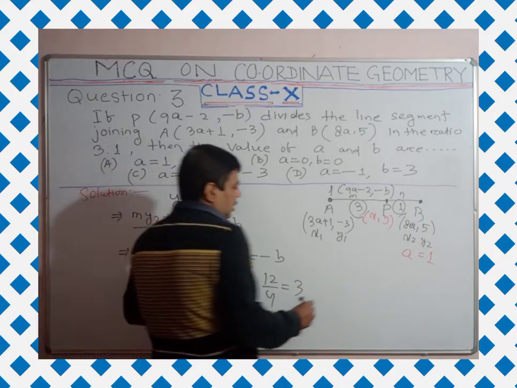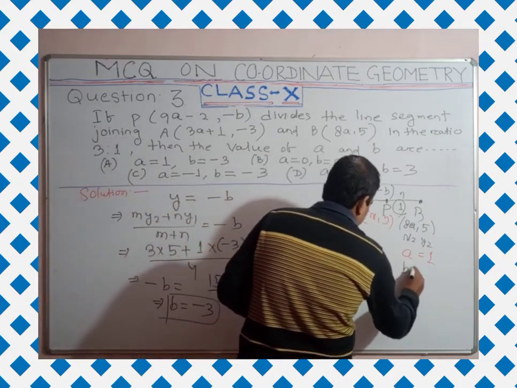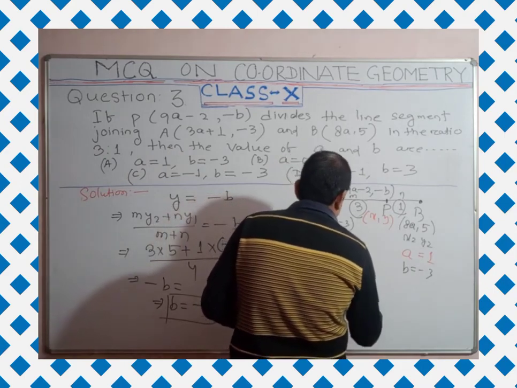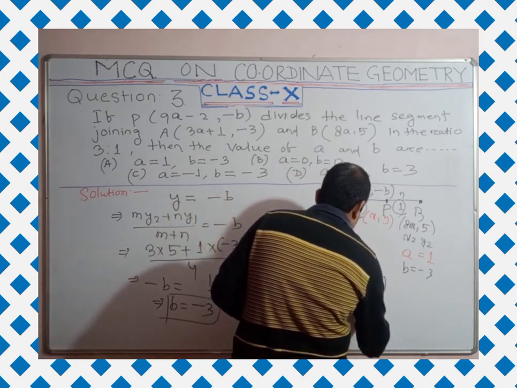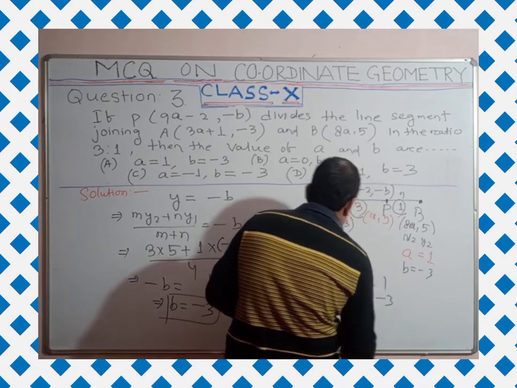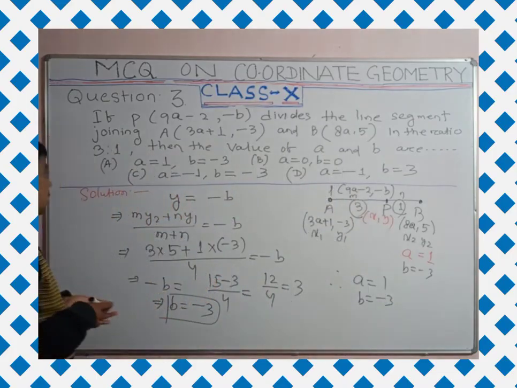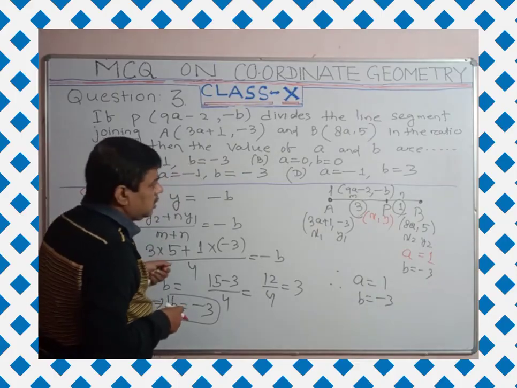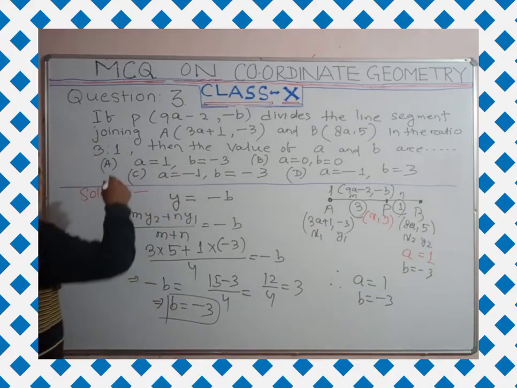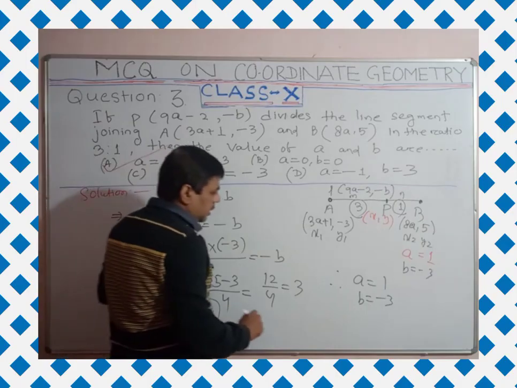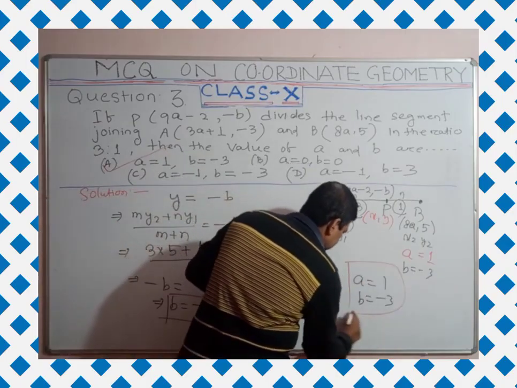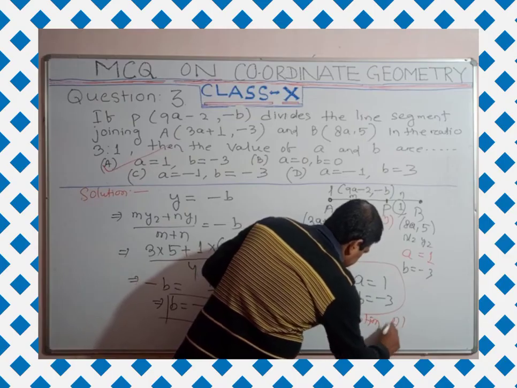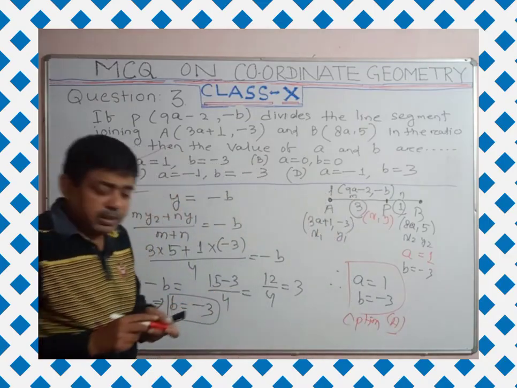So we got a value 1 and b is equal to minus 3. Hence we got a value 1 and b value minus 3. Which is the correct option? So here A is the correct option. So option A. Is it clear? So option A is the correct option. Understand? Okay.